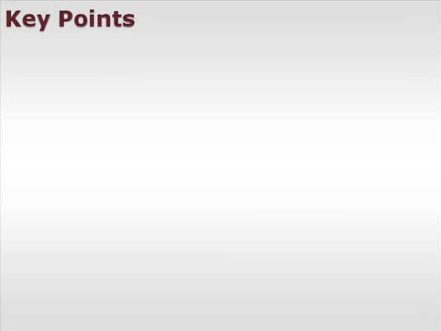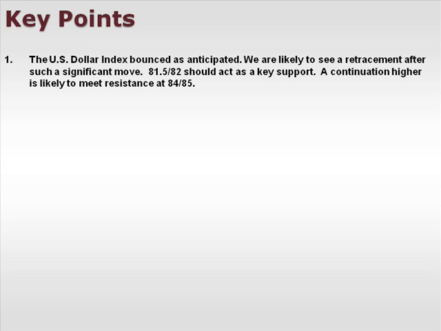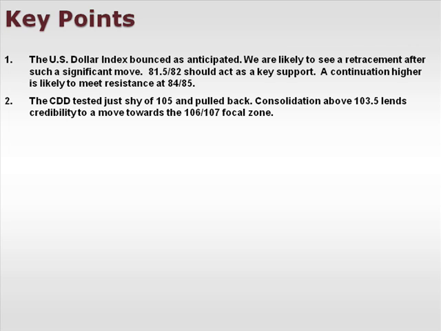Let's take a look at a few of our key points. First of all, the US dollar index bounced as anticipated. We are likely to see a retracement after such a significant move. 81.5, 82 should act as a key support. A continuation higher is likely to meet resistance at 84.85. The CDD tested just shy of 105 and pulled back. Consolidation above 103.5 lends credibility to a move towards the 106-107 focal zone.